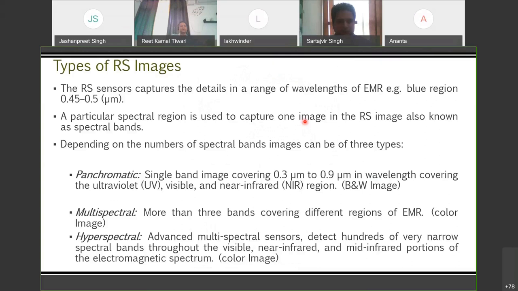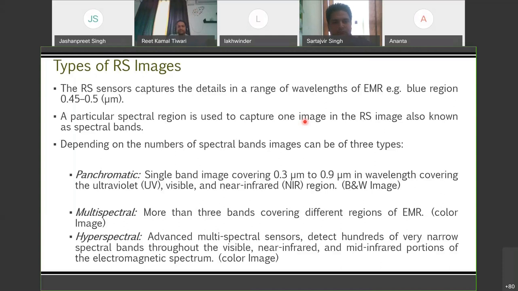Now what types of images do we have in remote sensing? We have three kinds of images. Primarily, the first is the panchromatic image, the second is the multispectral image, and the third is the hyperspectral image. In a panchromatic image, a single band of image is captured in black and white form. So for the entire electromagnetic region, from 0.3 to 0.9, we capture only one image.